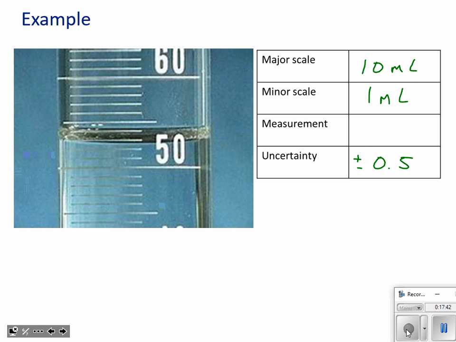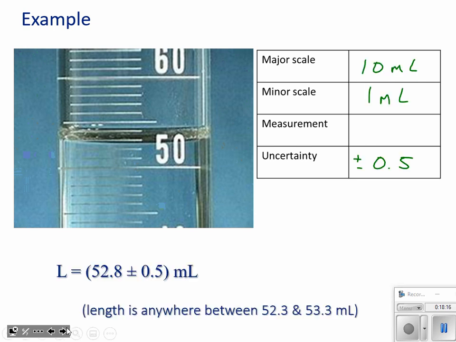Well, I look at this and I say, okay, I've got 50. There's 51. There's 52. Do I have 53? I do not have 53. So I look at that and I say, well, to me, that's more than half, so I'm going to estimate that at 52.8 is my estimate. So my range would be anywhere from 52.3 to 53.3.